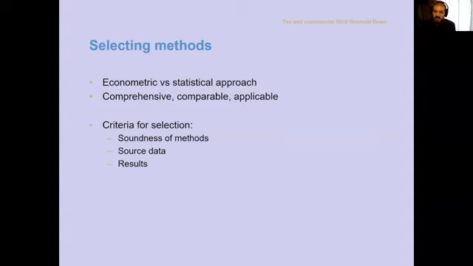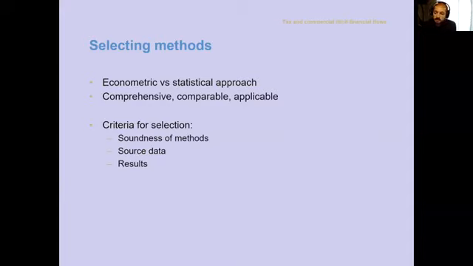So the first one is the soundness of methodology. Here we have criteria like clarity of concept or transferability or capacity requirements. Then we have the source data, so criteria looking into the availability or coverage or even granularity. And last, but definitely not least, is the quality of results, which refers to the relevance for use or the clarity or coherence, to list just a few of the criteria.